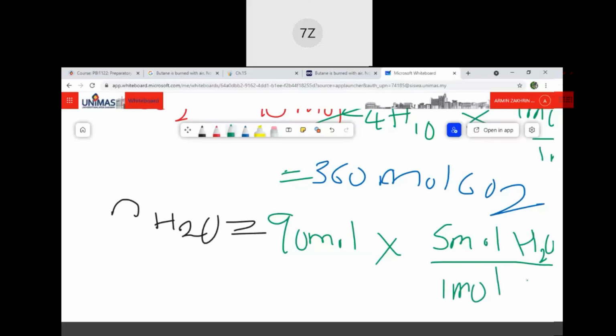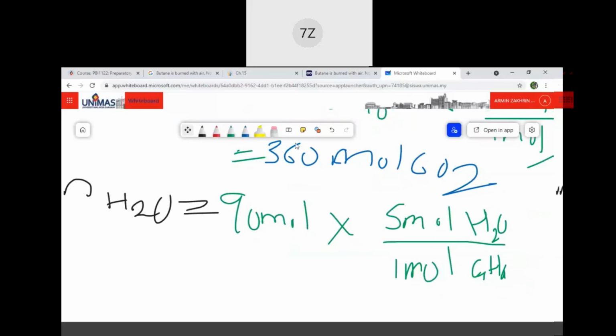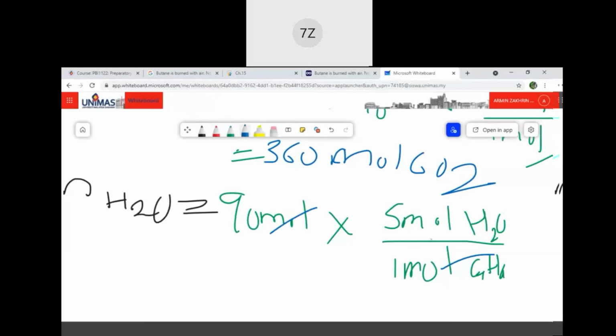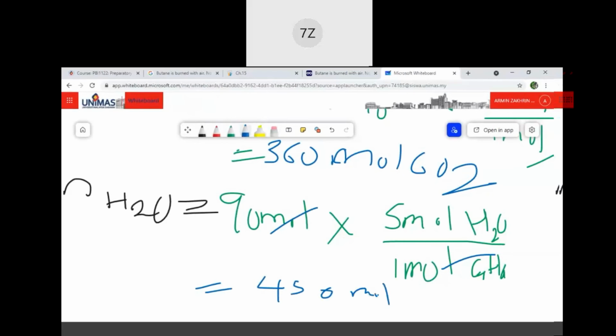Over 1 mole of C4H10. So you can cancel out the units and then multiply it, and you can get 450 mole of H2O.